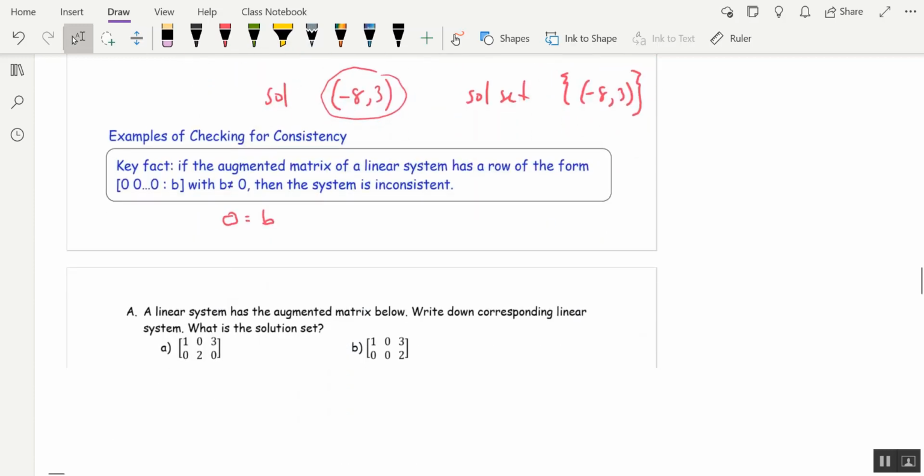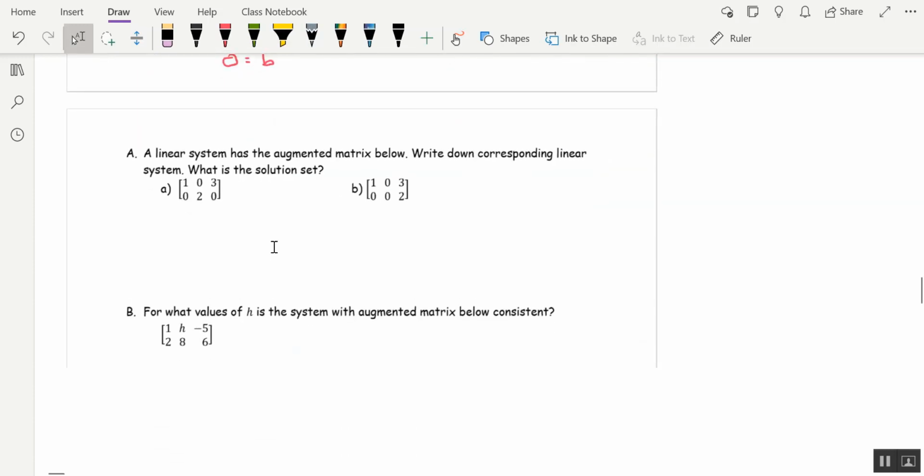So let's look at a couple of examples. A linear system has the augmented matrix below. Write down the corresponding linear system. What is the solution set? So this first guy reads, so remember, it's augmented, so I know there's an invisible bar right there on that last column. This one reads x1 equals 3, 2x2 is 0. Well, if 2x2 is 0, then x2 must be 0. So the solution set is (3, 0).